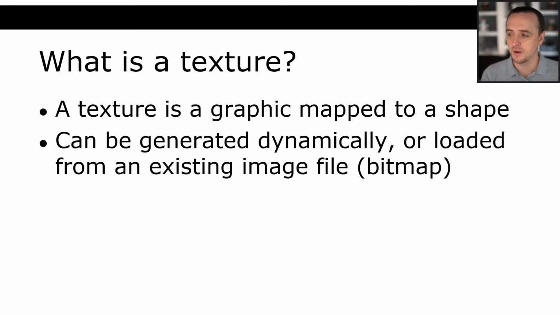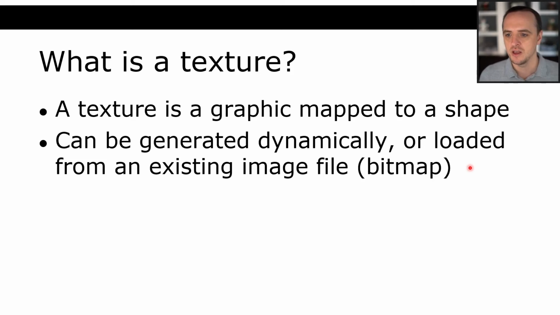A texture, for example, can be generated dynamically or loaded from an existing image file. And we're using bitmap files. Bitmap doesn't necessarily specify the BMP extension. There are different types of image files that you could have. Not all of them are raster images, not all of them are bitmapped images. But a bitmapped image is essentially just your JPEG file, your PNG file, just a square object storing image data, RGB values per pixel.